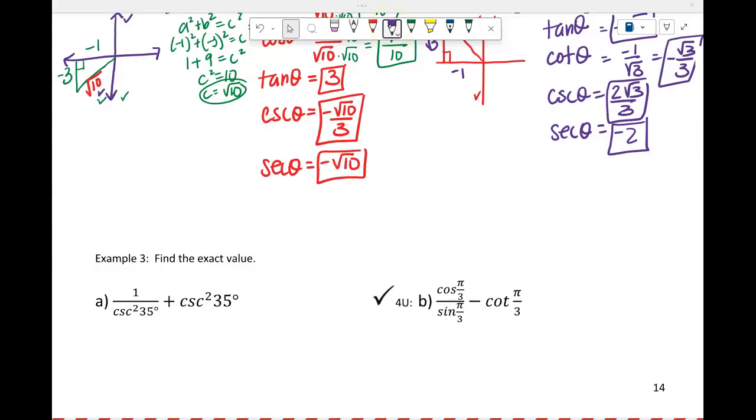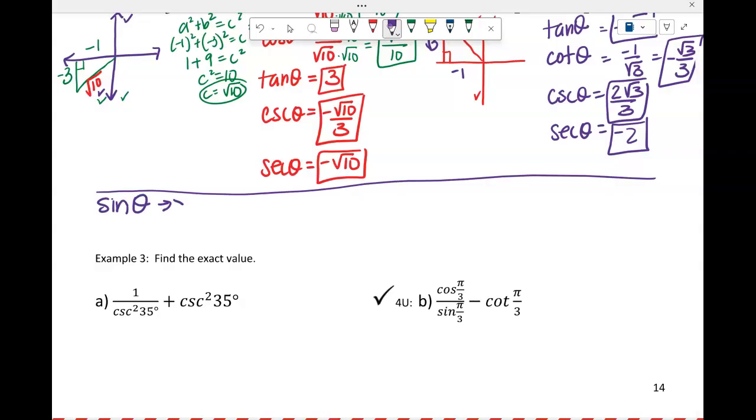So we are doing the 6 trig functions from a unit circle, right? And as you know already, guys, let me just draw a line here. Your sine of theta is the same as y on the unit circle. Your cosine of theta is the same as x on the unit circle.